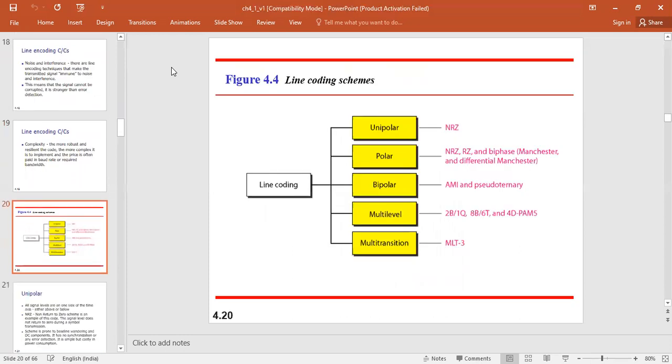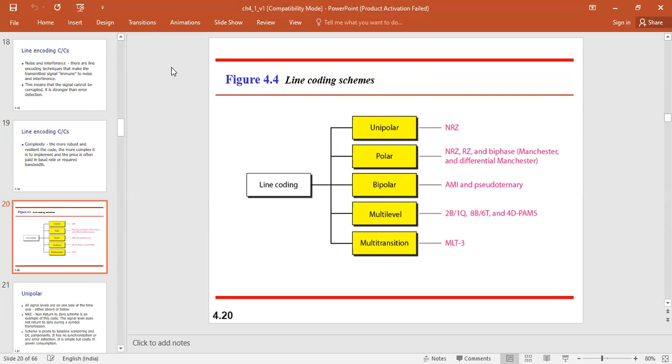Now, the line coding scheme. In the live session, I did not discuss this because there is a picture that is required to explain it. That's why I'm explaining here. The line coding schemes we have are unipolar, polar, bipolar, multi-level, and multi-transition. Please note it down. Listen carefully.